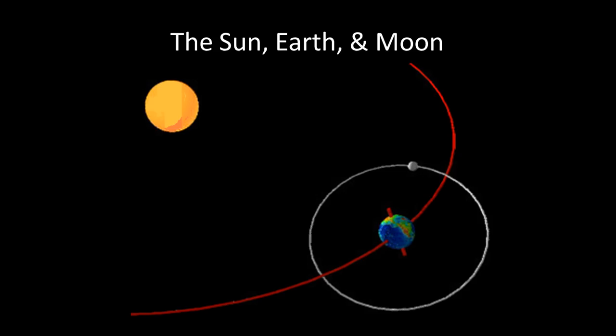The sun, the earth, and the moon. You can see the positioning here. Here's our sun. Down here is the earth. And the moon is rotating around the earth.